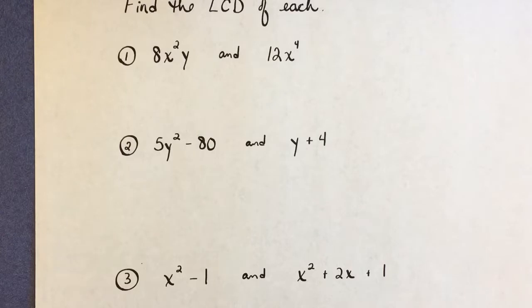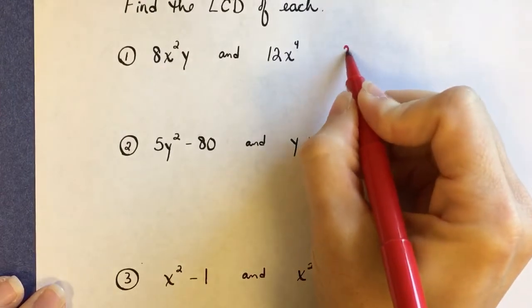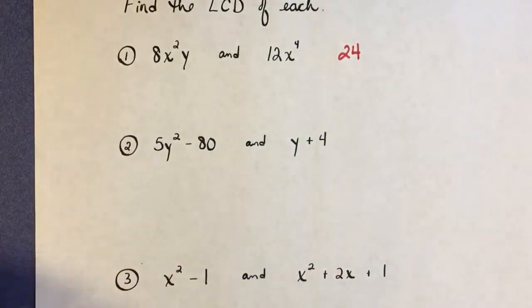With 8 and 12, same thing that you've always done. What's going to be the smallest number that 8 and 12 will both go into? Not what's going to go into them, but what will they go into? Between 8 and 12, that's going to need to be a 24. Like I said, same thing that you would have always done with a common denominator.